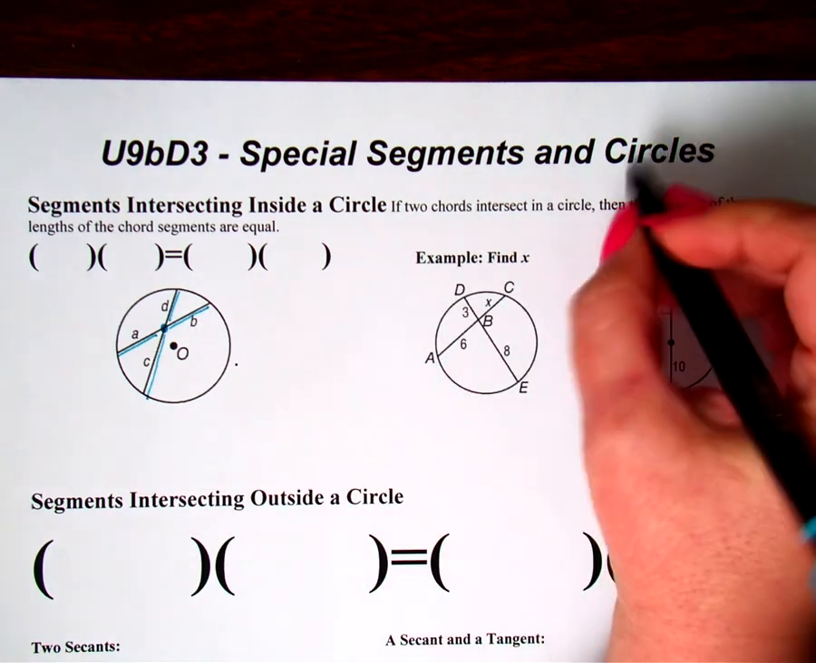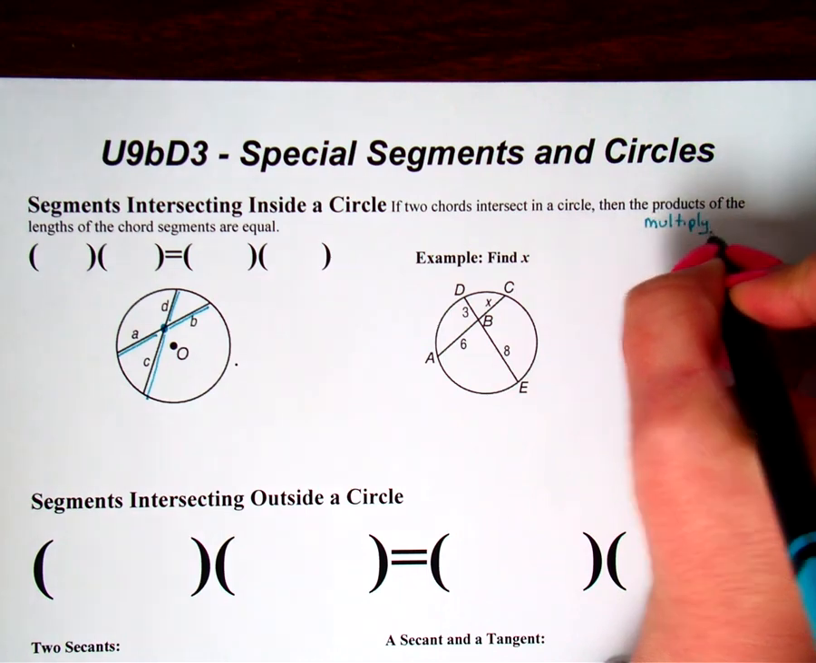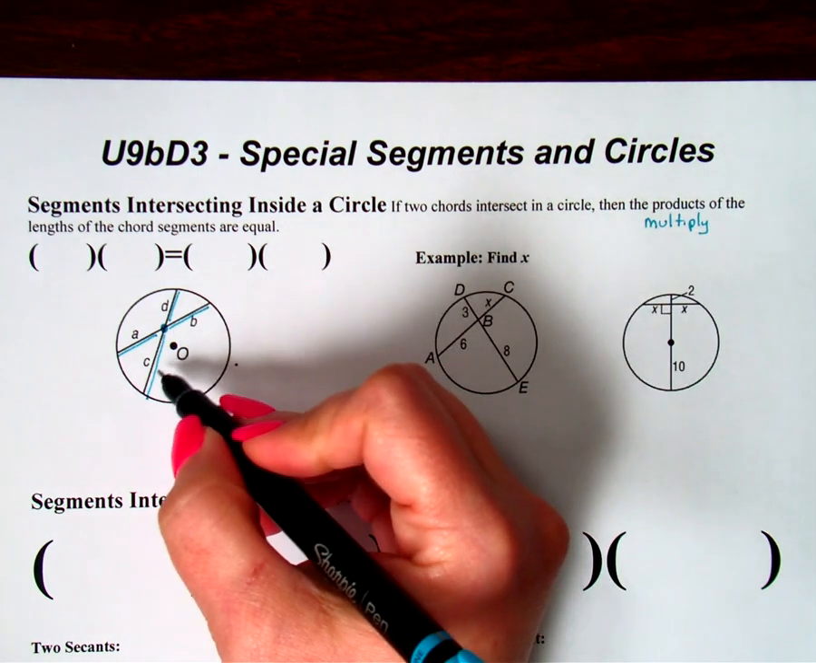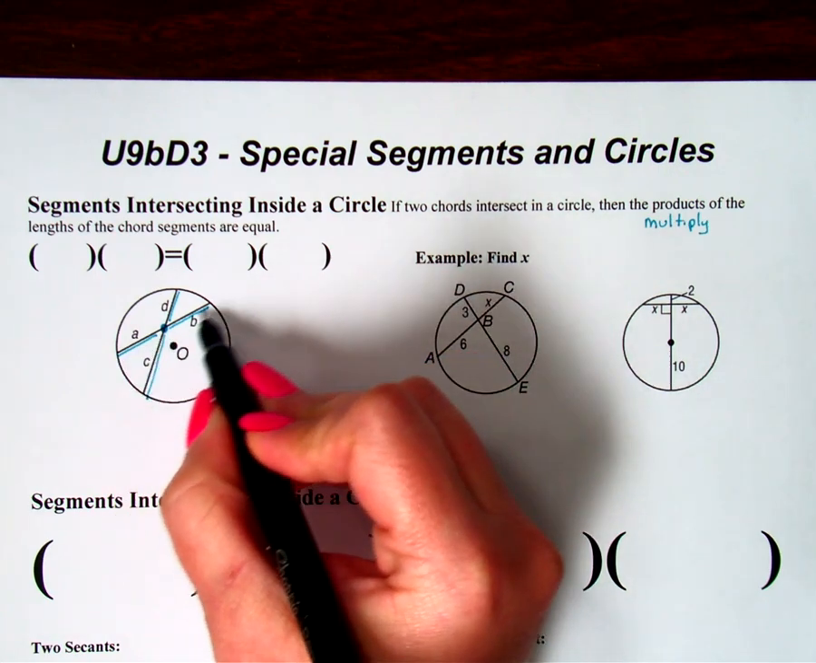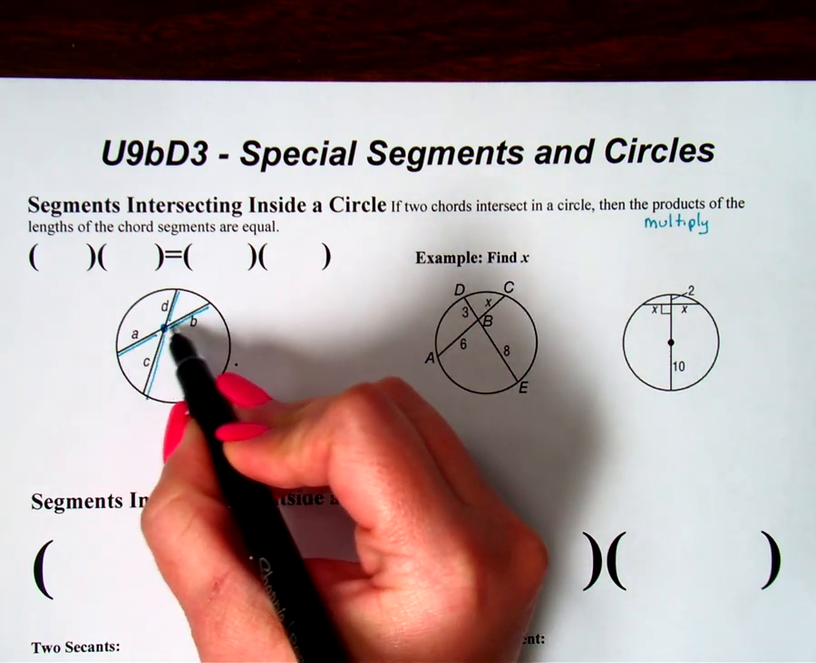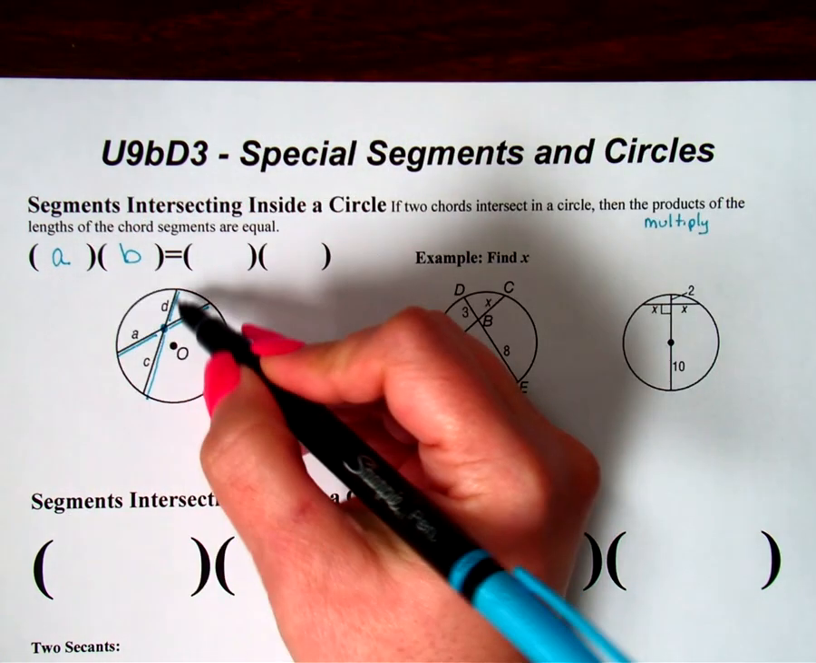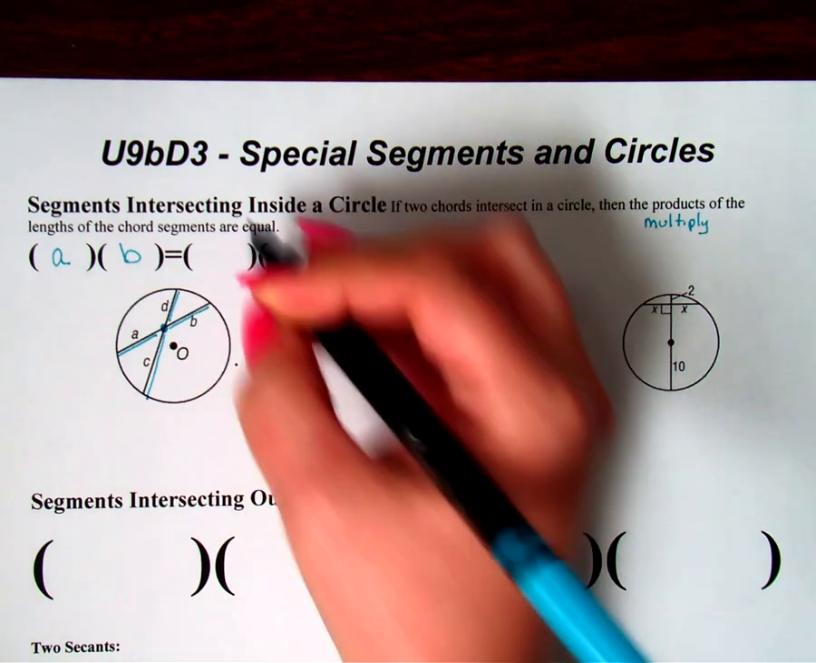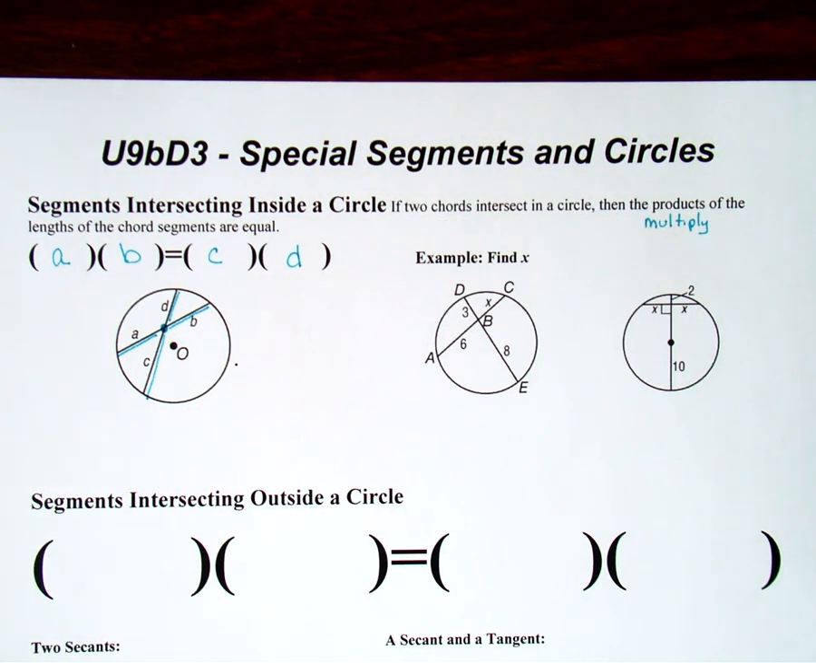So it says the products. Products means multiply. When you see product, that means multiply. So you multiply the chord segments together, and you'll get two equal values. I look at this chord and I go, okay, this chord is divided into a length of A and a length of B. I'm going to multiply those together. This chord is divided into a length of C and a length of D. I'm going to multiply those together. And that is going to be an equal equation.